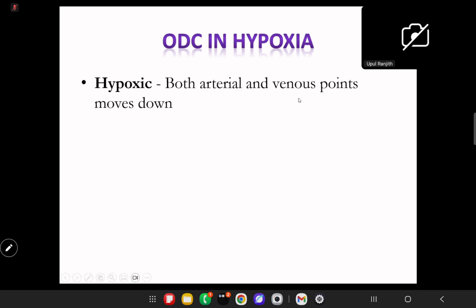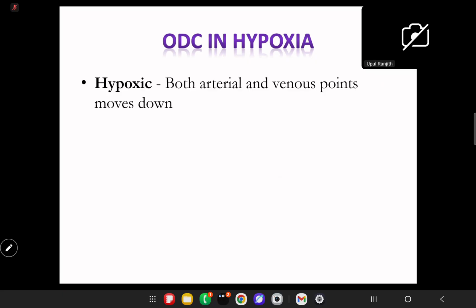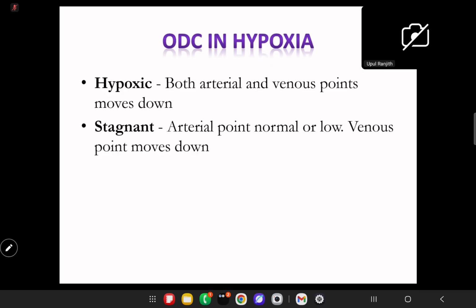Can you see me? Hello? Can you see the screen? Can you see me as well? Okay, right. When the presenter is not around, you feel sleepy most of the time, no? That is what happened. Because of that, the venous point also moves downwards along the curve.